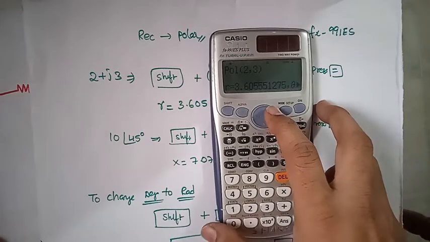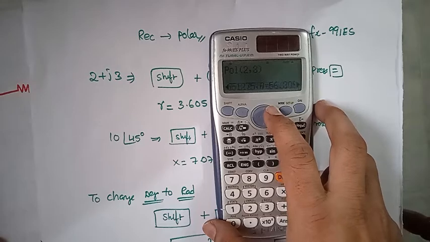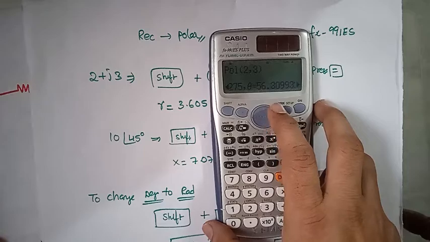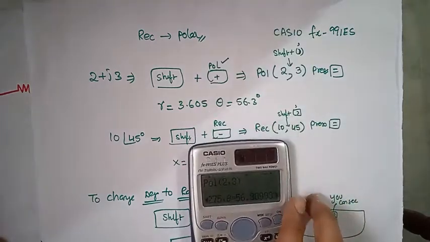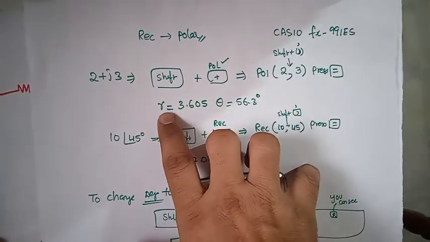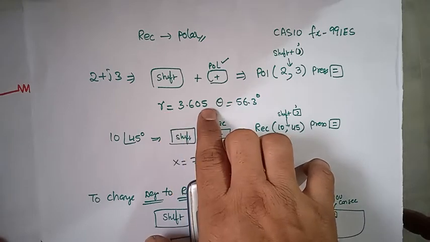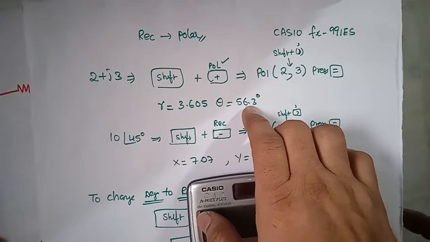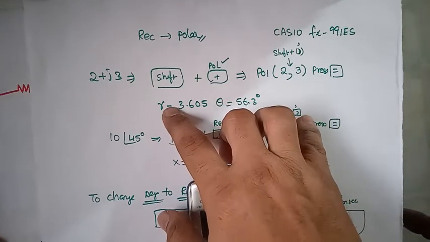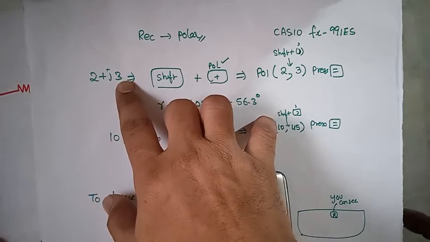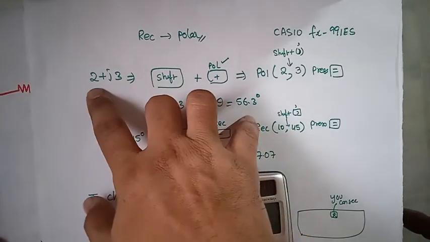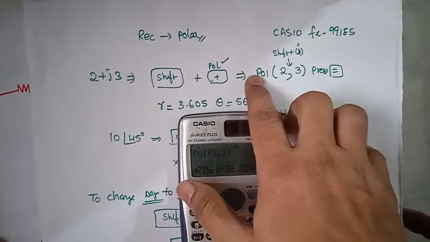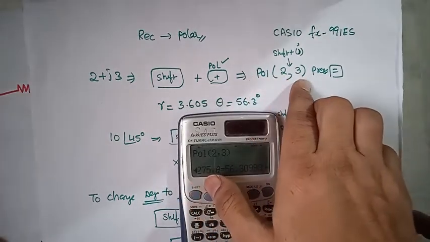You will get r equal to 3.6 and theta equal to 56.30. So how to write it down in polar form? r is equal to 3.605 and theta is equal to 56.3. Conventionally, r is equal to the root of 2 squared plus 3 squared, and theta is equal to tan inverse of 3 by 2. That can be done using the calculator with the command Pol of 2 comma 3.